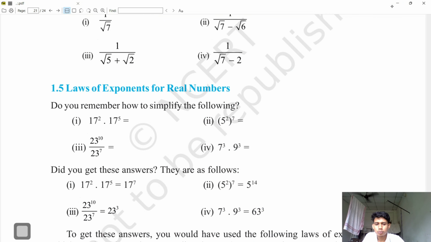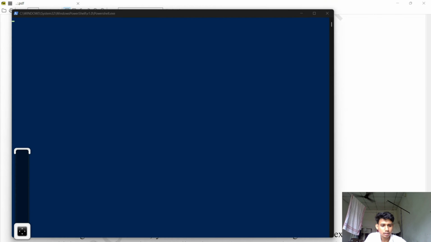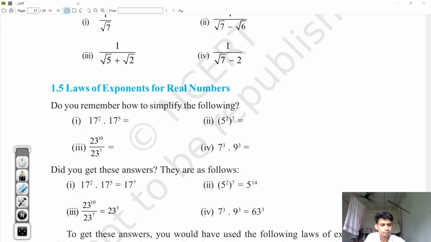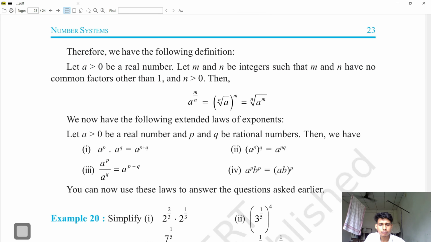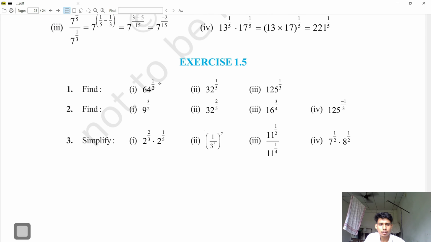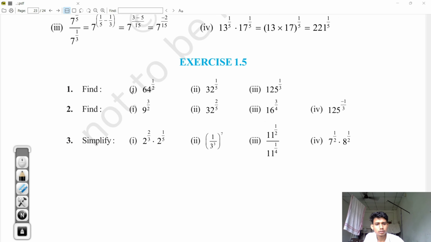So now coming to the last exercise of this chapter, और यहाँ पर हम सीखने वाले हैं some rules of exponents. So now let us see the first question. It says find 64 to the power 1 by 2.